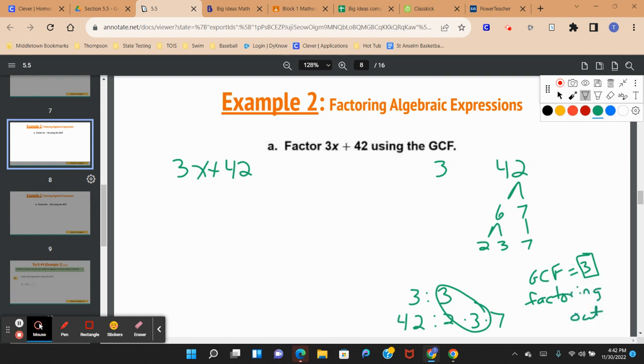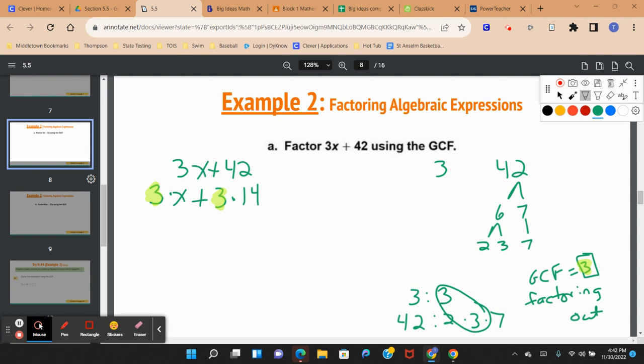All right, so that means we're going to take our 3, our GCF, and 3 times x equals 3x plus, take your GCF again, 3 times 14 is 42. And then we're going to now take our highlighter. Where's my highlighter? There it is. And we're going to highlight our GCF. So our GCF is 3. And this is going to help us place everything.